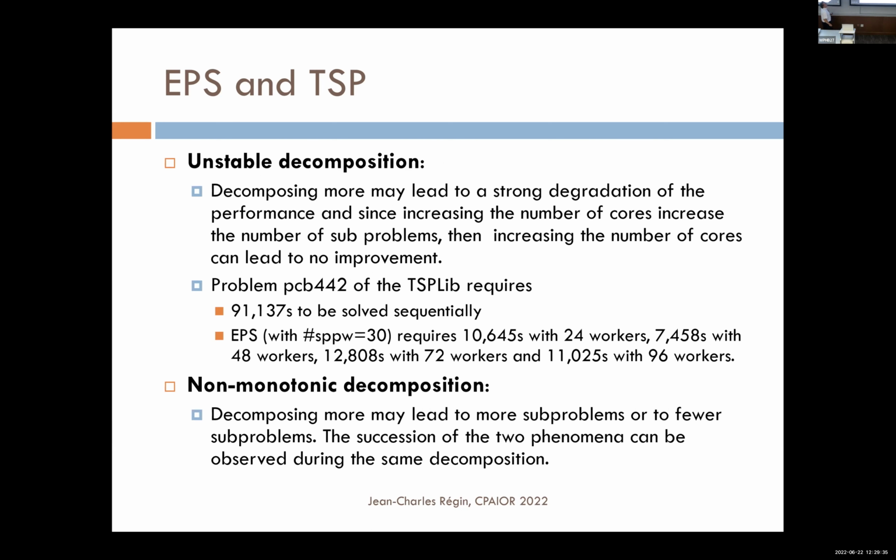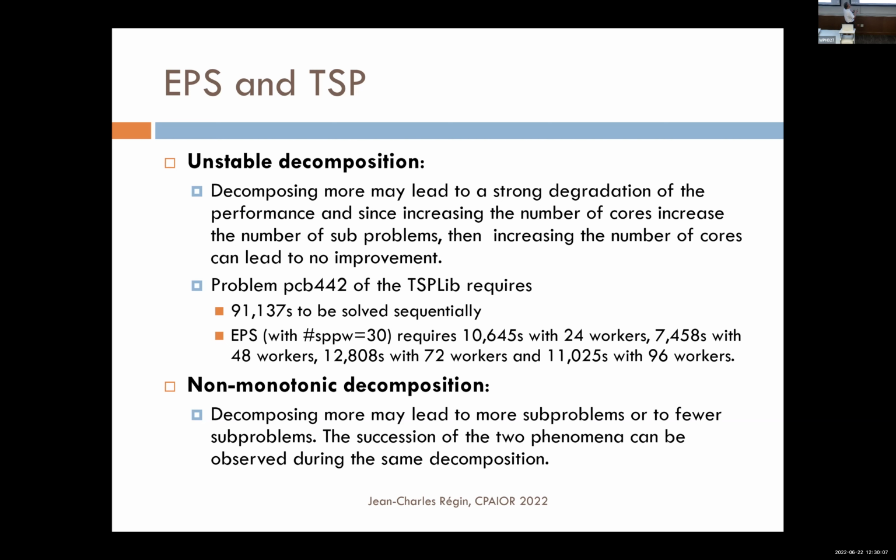So if we look at unstable decomposition, it means that when I decompose more, suddenly I can observe a degradation of the result. The problem is that when I involve more workers, the number of subproblems per worker does not change, so it increases the number of global subproblems. So when I involve more workers, I increase my number of global subproblems to do, so I have to decompose more. And so this is the first thing that happens.